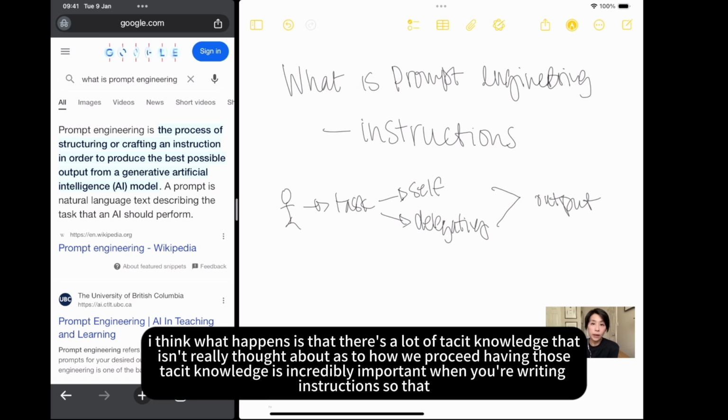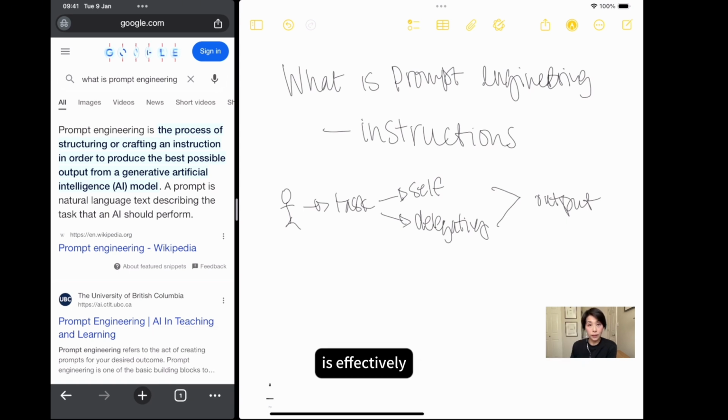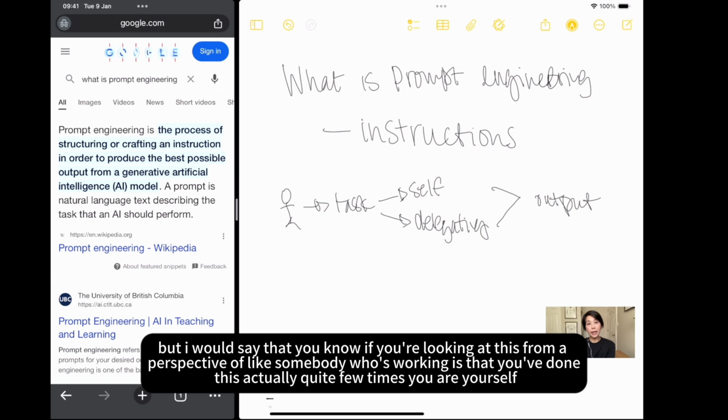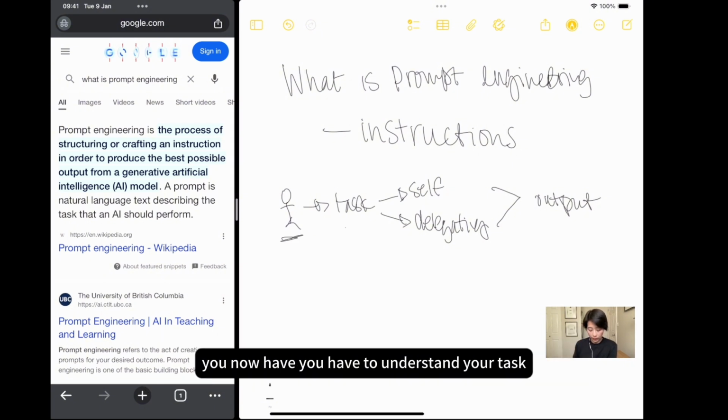Instead, I think what happens is that there's a lot of tacit knowledge that isn't really thought about as to how we proceed. Having that tacit knowledge is incredibly important when you're writing instructions. So that is effectively what prompt engineering is. We're actually going to go into the different steps of how you get started in prompt engineering. But if you're looking at this from the perspective of somebody who's working, you've done this quite a few times. You yourself have to understand your task.